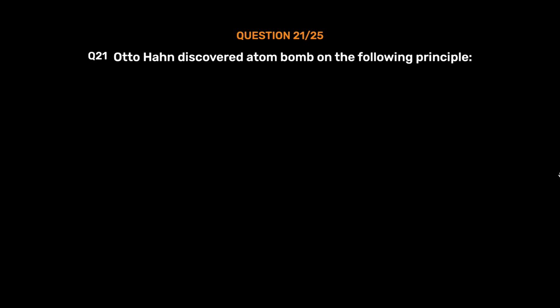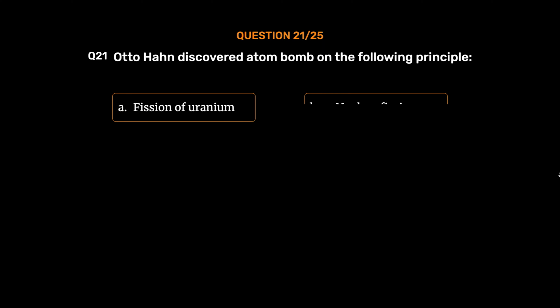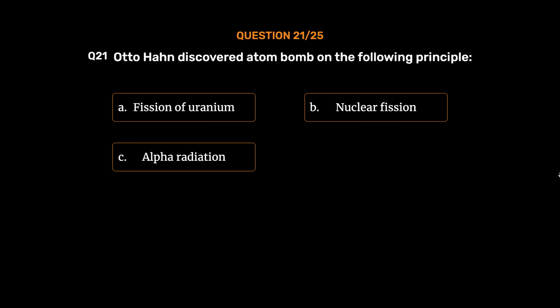Question number 21. Otto Hahn discovered atom bomb on the following principle. Option A. Fission of uranium. Option B. Nuclear fission. Option C. Alpha radiation. Option D. Gamma radiation. The correct answer is option B.